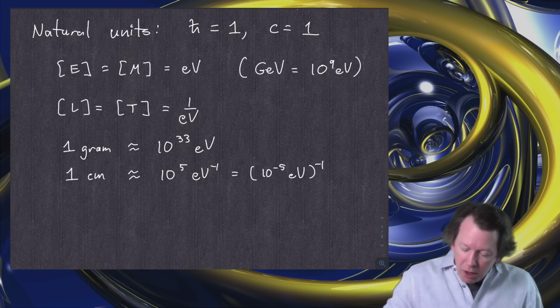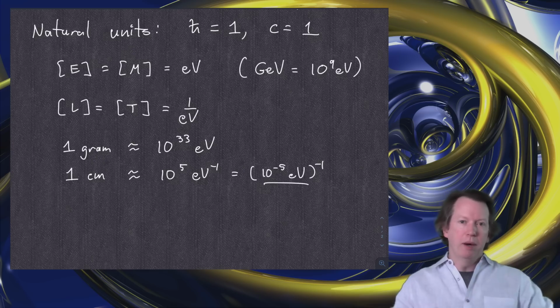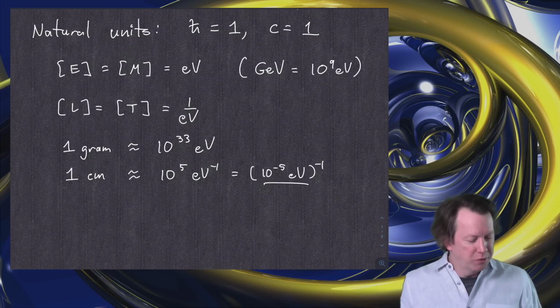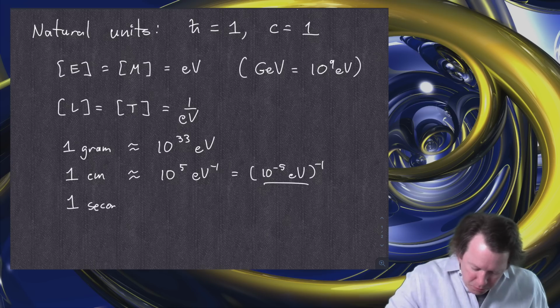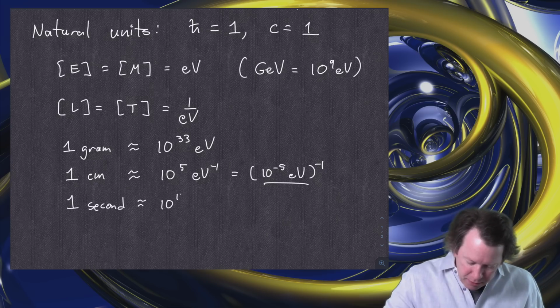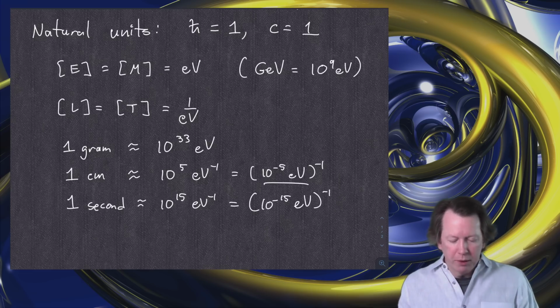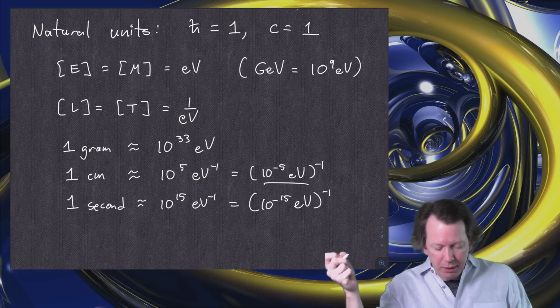So 1 centimeter corresponds to 10 to the minus 5 inverse electron volts. As we'll see when we dig in a little bit, you'll get a more physical feeling for what that actually means. And 1 second, the traditional unit of time, is about 10 to the 15 inverse electron volts, in other words 10 to the minus 15 electron volts to the minus 1 power. So time and space are related to each other by c equals 1.